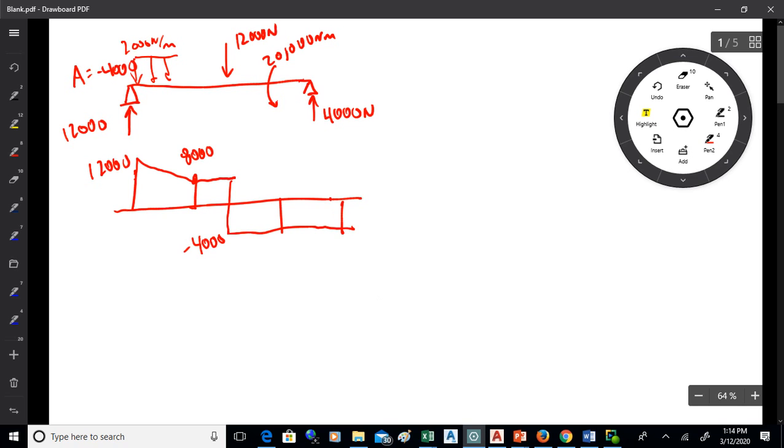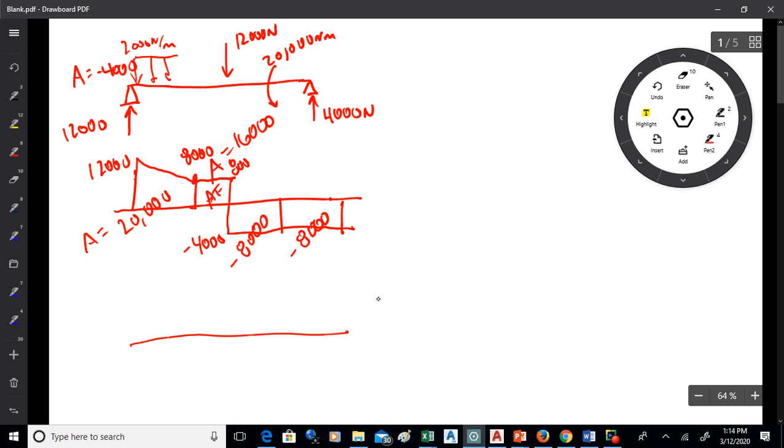Then you'll want to find the areas. This area here is 10,000 by 2, so it's 20,000. This area here is 8,000 by 2, which is 16,000. Then you've got that couple in there, so you're going to want to find these areas independently. To the left of the couple is negative 8,000, and to the right of the couple is negative 8,000.